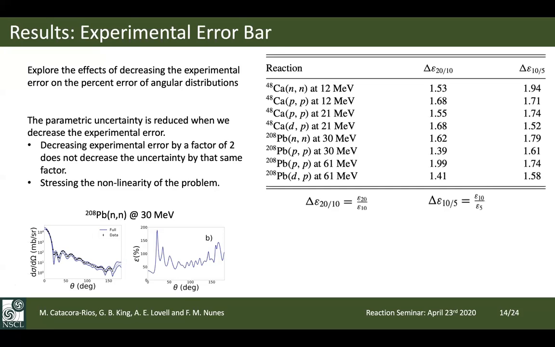We see that when the assigned error decreases, the parametric uncertainty is also reduced. We can see this in this table. However, decreasing the assigned error by a factor of 2 does not decrease the uncertainty by that same level. And this stresses the nonlinearity of the problem. So for example, reducing the assigned error reduces the uncertainty by 1.39 in this case, and it could also reduce it by 1.94. And similarly, we can see the 1.19 right below it for the outgoing channel.